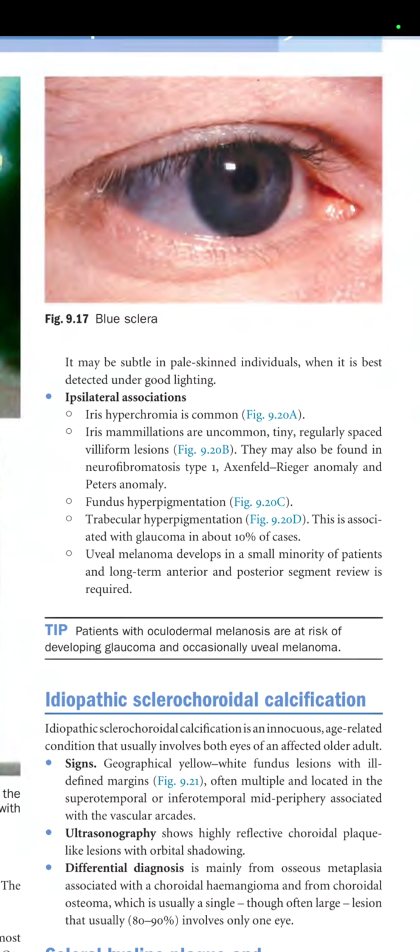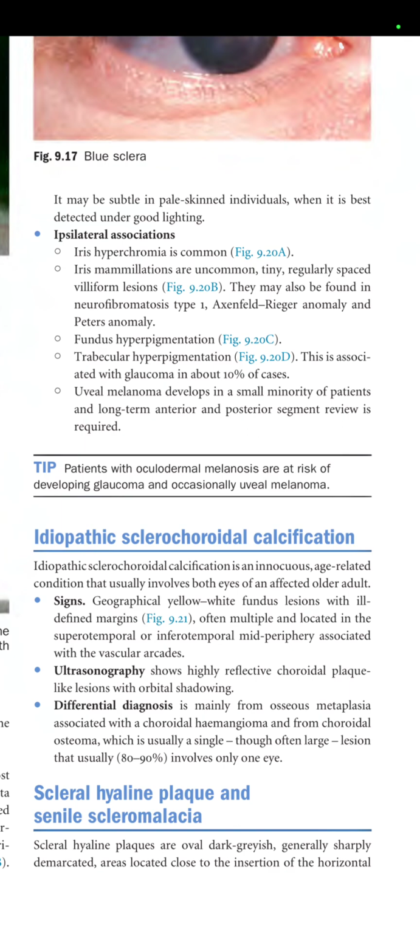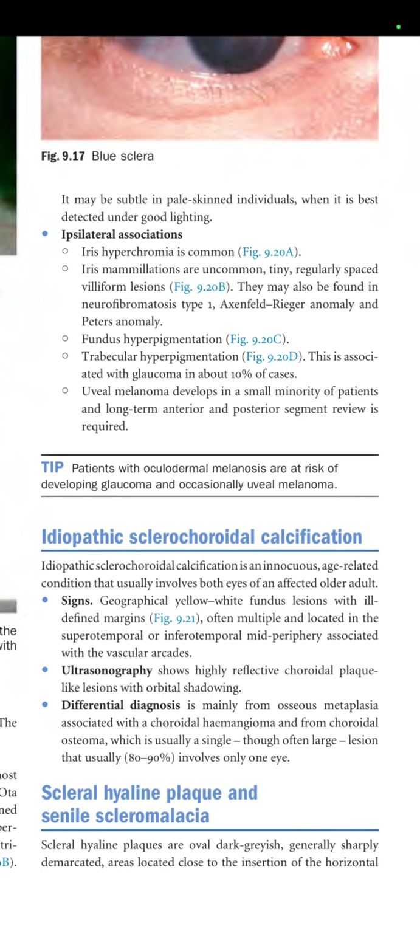Ipsilateral associations include iris hyperchromia, which is common, and iris mammillations, which are uncommon, tiny regularly spaced villiform lesions. They may also be found in neurofibromatosis type 1, Axenfeld-Rieger anomaly, and Peters anomaly. So very important, you should remember in which cases you find iris mammillations: nevus of Ota, NF1, Axenfeld-Rieger anomaly, and Peters anomaly. Fundus hyperpigmentation and trabecular hyperpigmentation are associated with glaucoma in about 10% of the cases. Uveal melanoma develops in a small minority of the patients, and long-term anterior and posterior segment review is required. Patients with oculodermal melanosis are at risk of developing glaucoma and occasionally uveal melanoma.